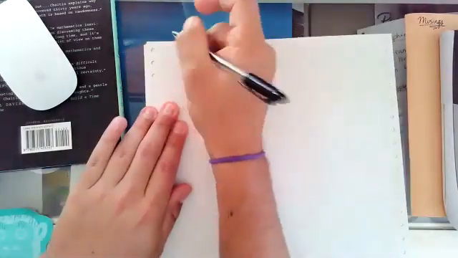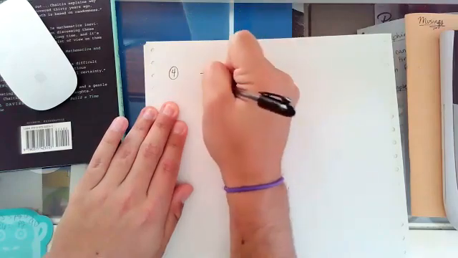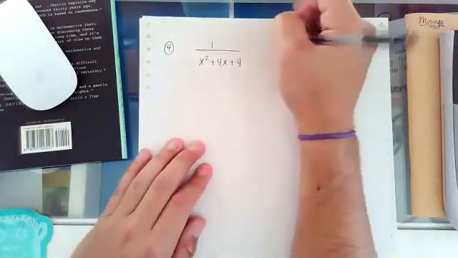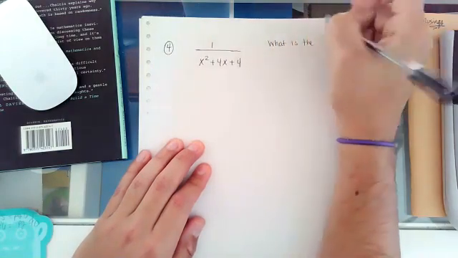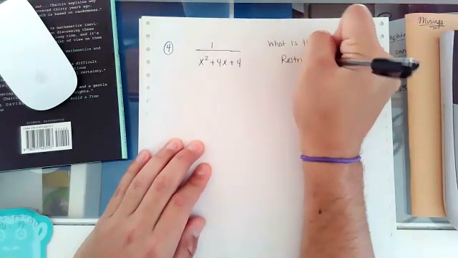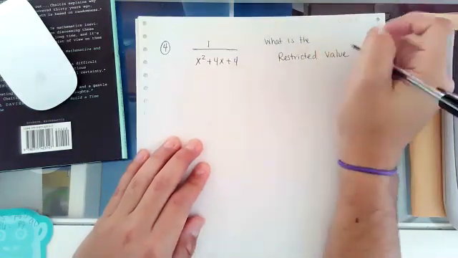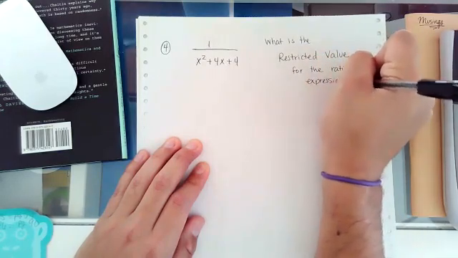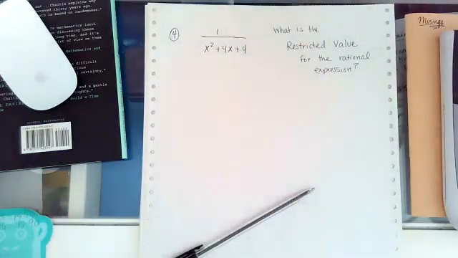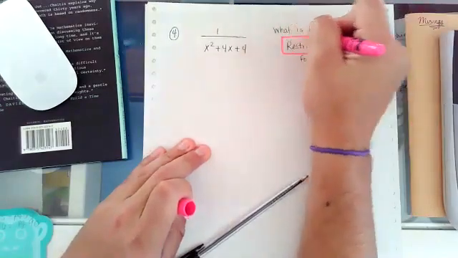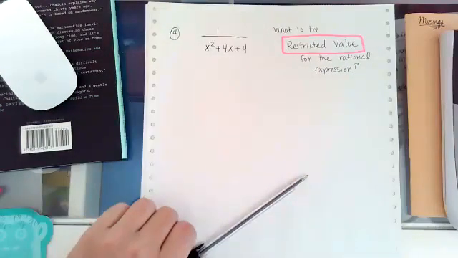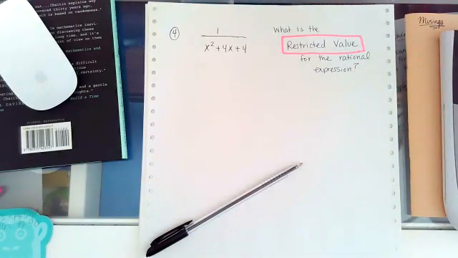Okay, so now let's look at this one. We're looking at 4, which was 1 over x squared plus 4x plus 4. And I'm going to frame it this way. The question might say, here's some vocabulary: what is the restricted value for the rational expression? So restricted value is what you're looking out for when you do this process. Rational expression, again, just means fraction. Fraction with some variables thrown in. Okay, that's how I think about it in my head.